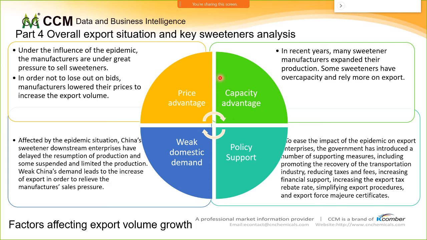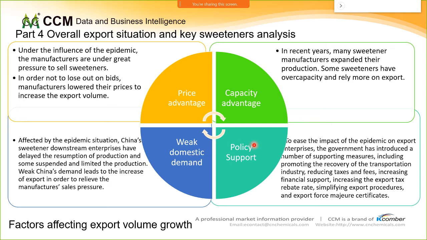The second reason is the capacity advantage. In recent years, many of China's sweetener manufacturers have expanded their production. Some sweeteners have overcapacity and rely more on export. Affected by the epidemic situation, China's sweetener downstream enterprises have delayed the resumption of production, and some have suspended and limited production. Weak domestic demand leads to the increase of export in order to relieve the manufacturers' sales pressure.